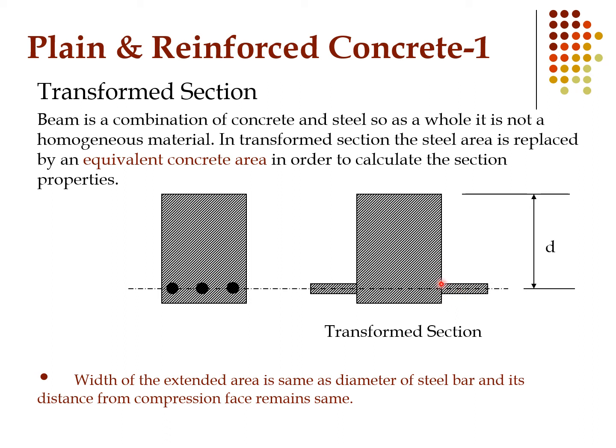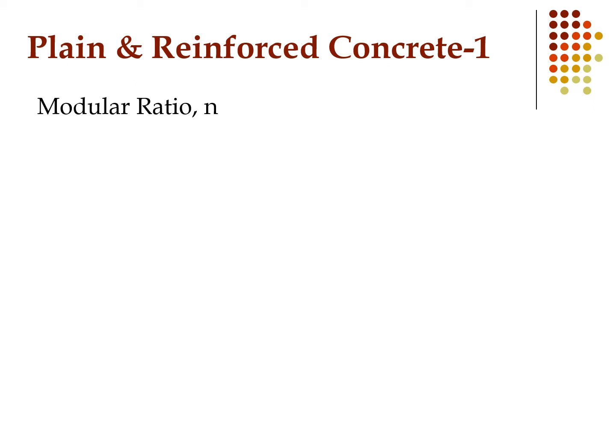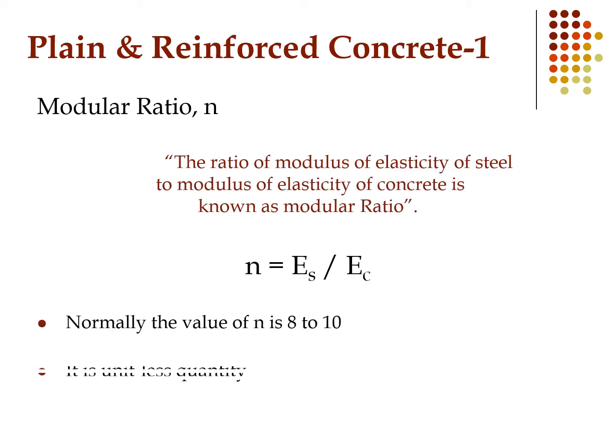Actually, we do not physically have that extended portion. We will just consider the same equivalent area as the steel has, in order to replace it with the equivalent concrete area. Now modular ratio. Modular ratio is the ratio of modulus of elasticity of steel to the modulus of elasticity of concrete. Normally its value is 8 to 10. It is a unitless quantity.